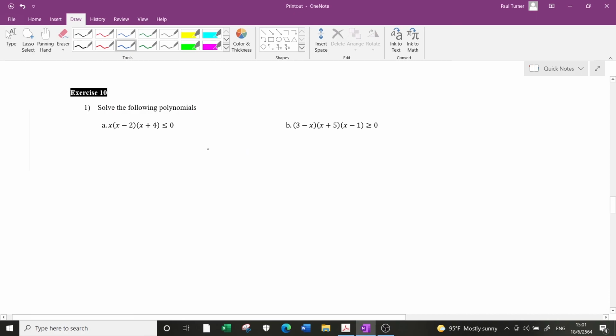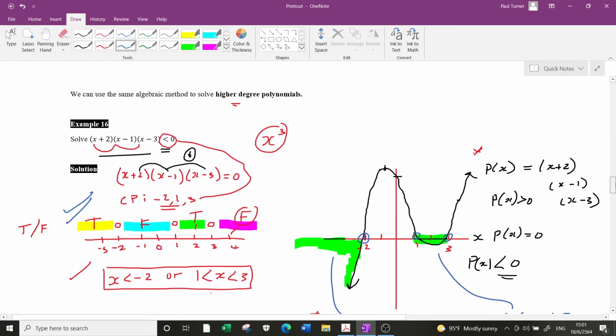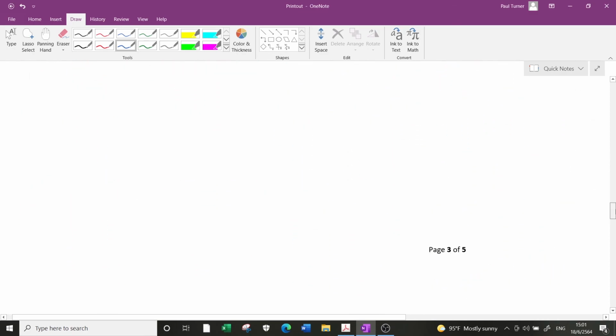This is exercise 10. Have a go at these questions. Notice that these are already factorized. Okay, so you don't have to do any factorization. Just follow the example here, example 16 for those two. Same here. We've got more questions that are already factorized, and E and F are already factorized. But in these questions, you need to factorize first. Okay, so the first one's quite easy.